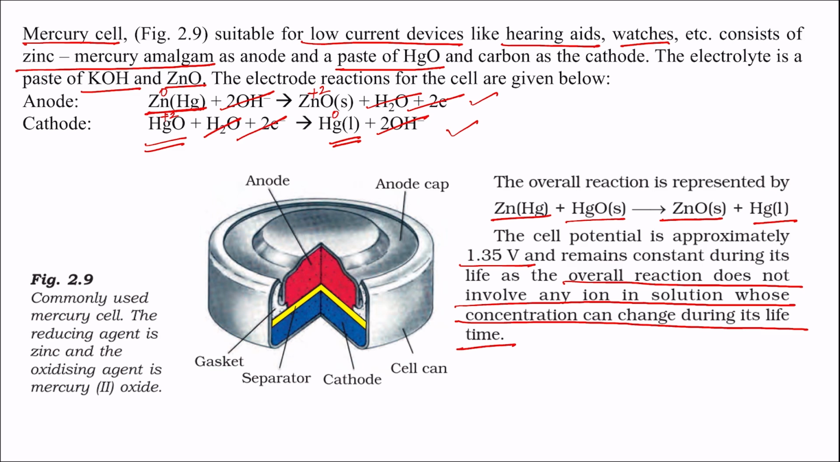Zinc is the reducing agent. It is itself undergoing oxidation, and mercuric oxide is the oxidizing agent. It is itself undergoing reduction.